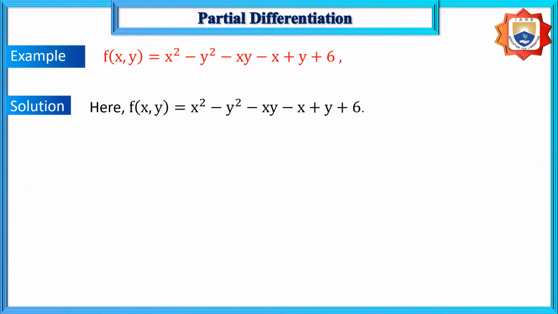Now, here f is a function of x, y: x² minus y² minus xy minus x plus y plus 6. Now, what is ∂f/∂x? Sir, 2x minus y minus 1. Yes, 2x minus y minus 1 only, because in the first term x² gives 2x, the second term is 0, the third term gives minus y, the fourth term gives minus 1, and the fifth and sixth are zeros.